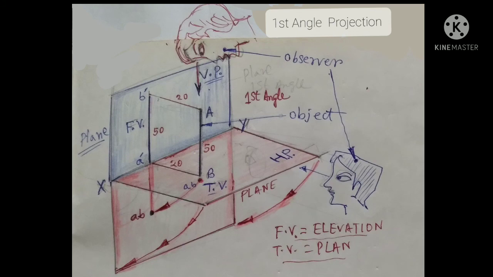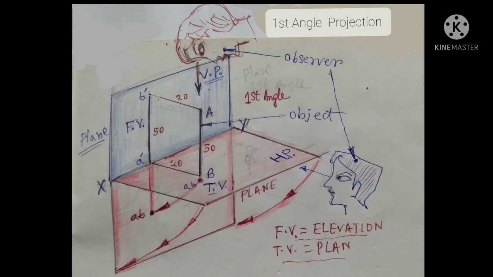Before starting the problem, we have to understand the projection method. First of all, we have to consider two planes. One is the vertical plane and another is the horizontal plane, which are perpendicular to each other. In the picture, we can see that AB is a 50 millimeter long line, and it is perpendicular to the HP and parallel to the VP.